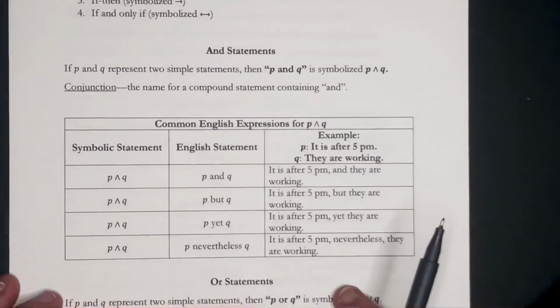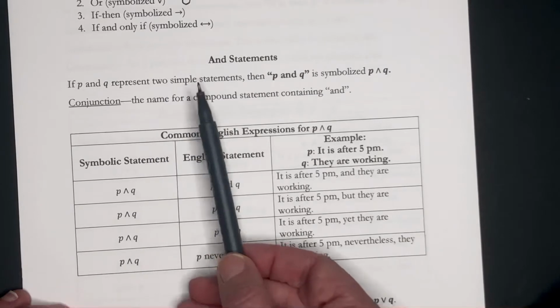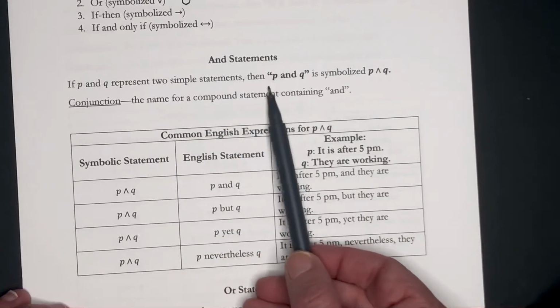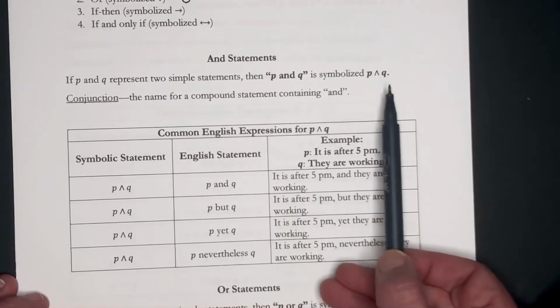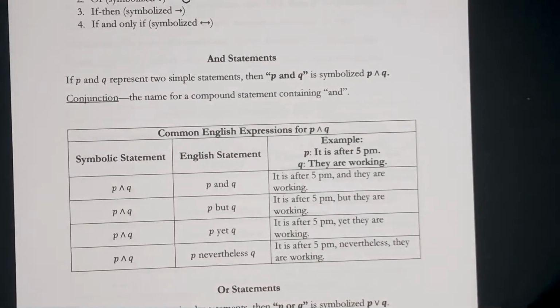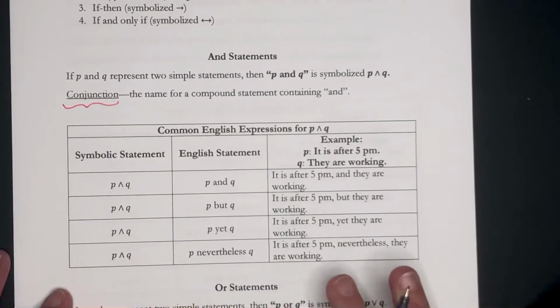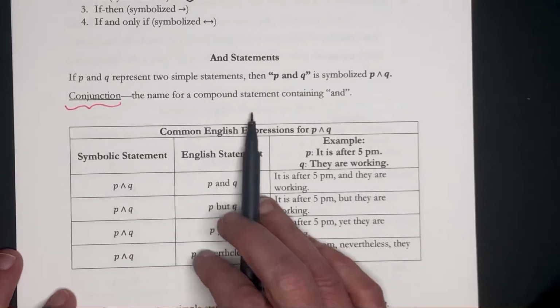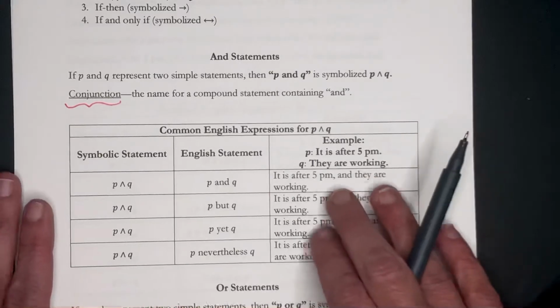All right, so let's talk about and. If P and Q represent 2 simple statements, then the phrase P and Q can be written P with the upside down V, Q. Now the official name for an and statement is a conjunction, joining. The name for a compound statement containing and. All right? Now we do have to pay attention.